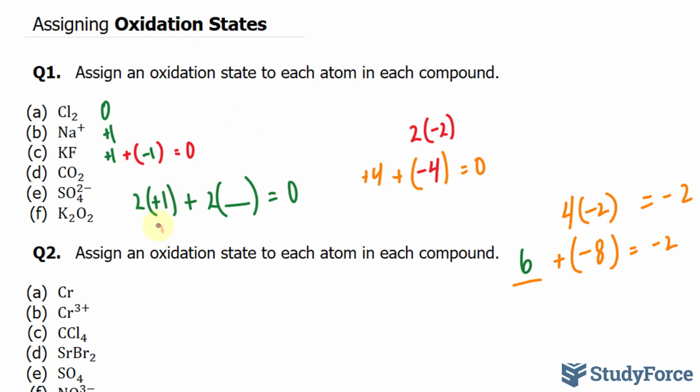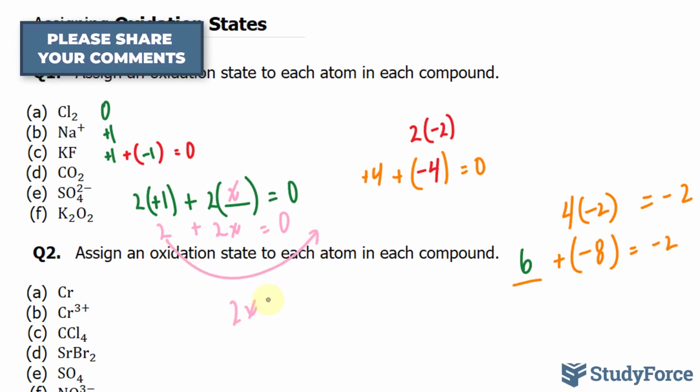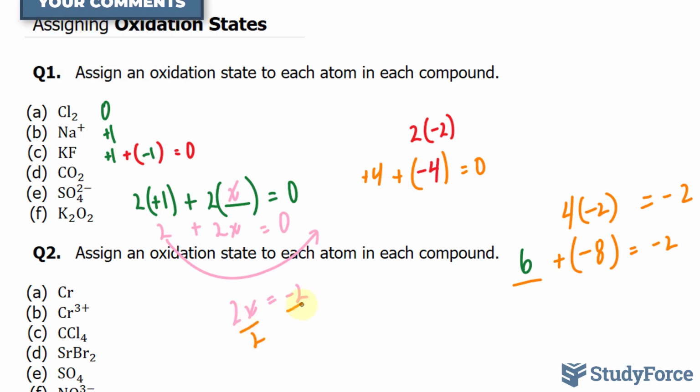2 times +1 is 2, plus 2, and we don't know what this is, so we'll call it x, is equal to 0. Solving for x, bringing this 2 over, we have 2x is equal to -2, and then dividing both sides by 2 gives us x is equal to -1. Therefore, the oxidation state of oxygen in this compound is -1.